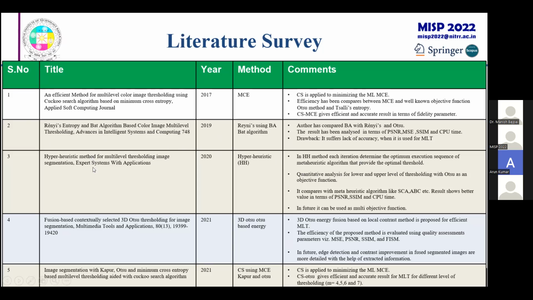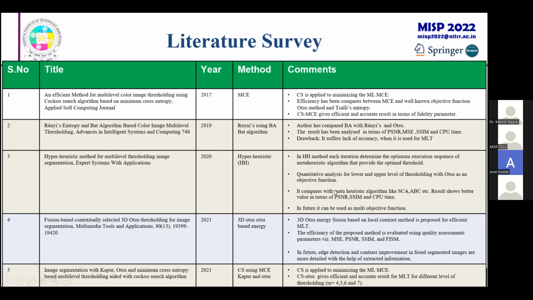In the third one, they have used the hyper-heuristic method for multi-level thresholding of image segmentation. They have used the hyper-heuristic method for each iteration and determine the optimum execution sequence related to the meta-heuristic algorithm, and they provide the optimal solutions. A quantitative analysis for lower and upper level of thresholding with OTSU as an objective function.